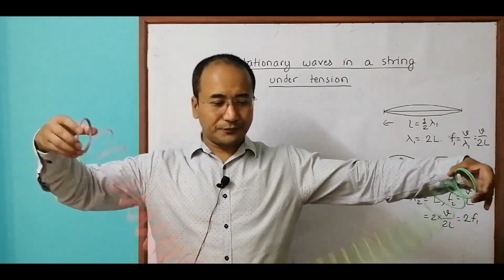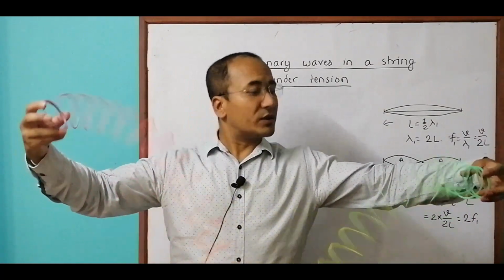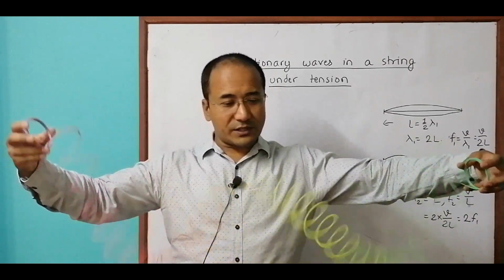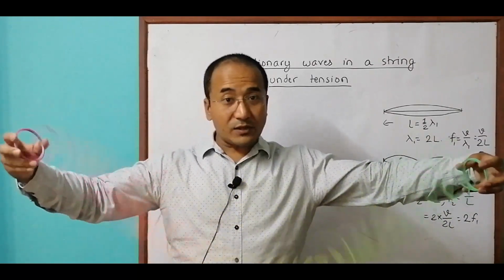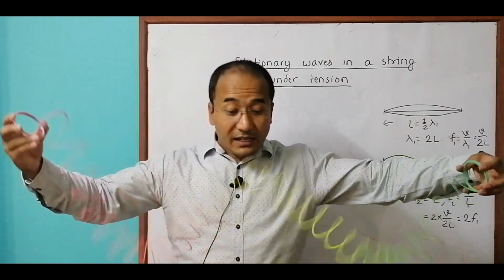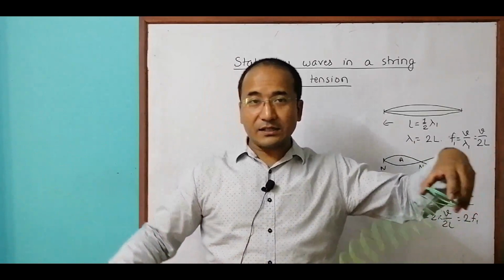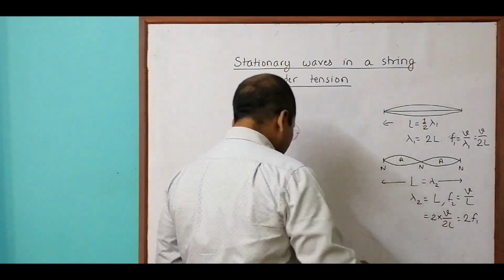See here, now I have got node, node, and node. So I've got 4 nodes here, and antinodes are 3 here, antinode, and antinode. So 4 nodes and 3 antinodes, and the mode of vibration here is somewhat like this.